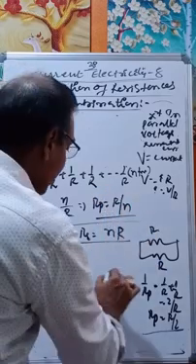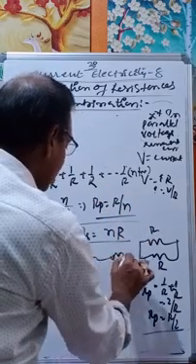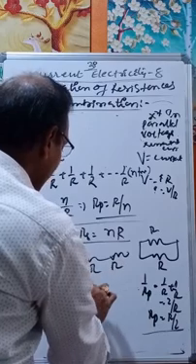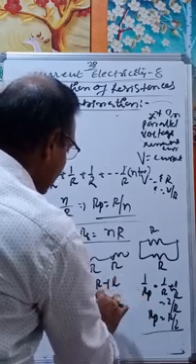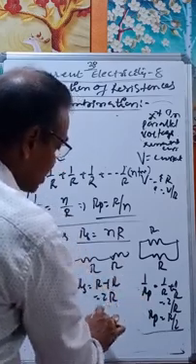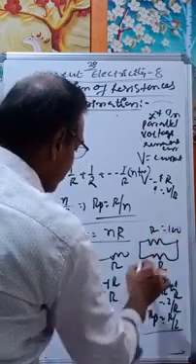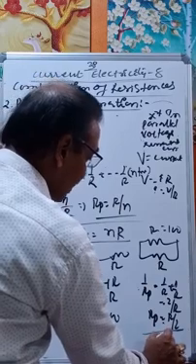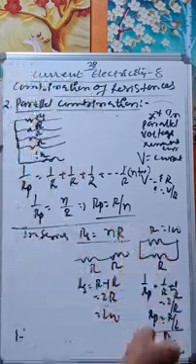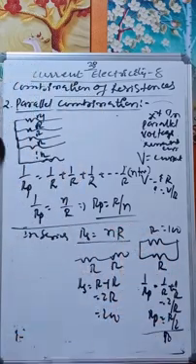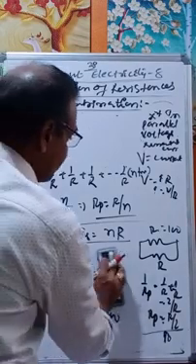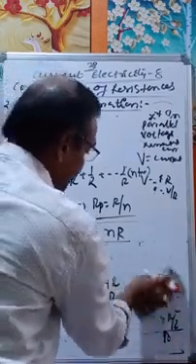Whereas in series combination, what happens? Rs is equal to R plus R, that is equal to 2R. If R is equal to 100 ohms, then this becomes 200, and in parallel this becomes 50. It means resistance gets decreased when connected in parallel and increased when connected in series. So keep it in mind.